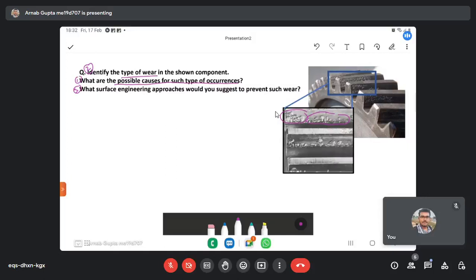Okay, so this is a pitting type of wear, right? You can see small pits over here. So this is pitting wear. What are the causes of this pitting wear? What are the causes for such type of wear?